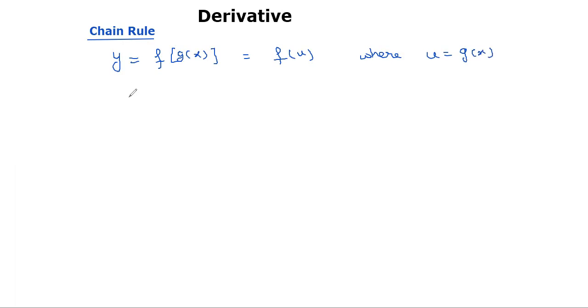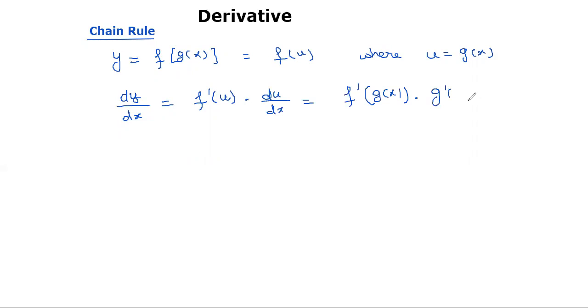The derivative of y in this case is going to be the derivative of f in terms of u times the derivative of u, which may also be expressed as the derivative of f in terms of g(x) times the derivative of g(x). Let's try to understand this rule with the help of some examples.